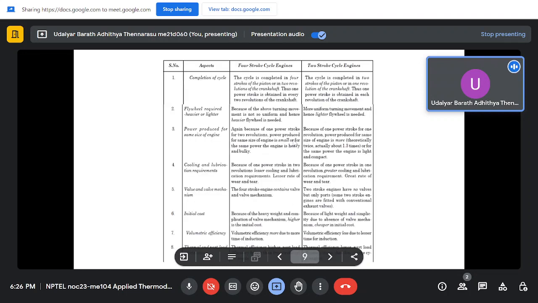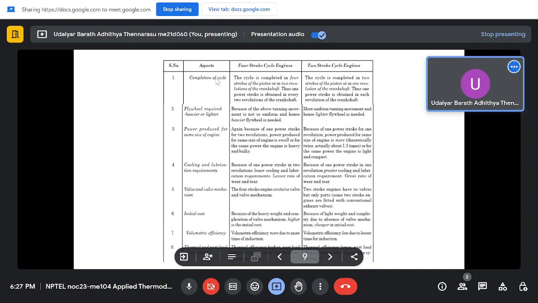Now we'll see the comparison of the 4-stroke and 2-stroke cycle engines. If you see completion of the cycle, the cycle is completed in 4 strokes, as I told you, and in 2 revolutions of the crankshaft. So there is 1 power stroke in every 2 revolutions of the crankshaft. That is a 4-stroke cycle. In a 2-stroke cycle, the cycle is completed in 2 strokes of the piston, in 1 revolution of the crankshaft, and 1 power stroke for each crankshaft revolution.